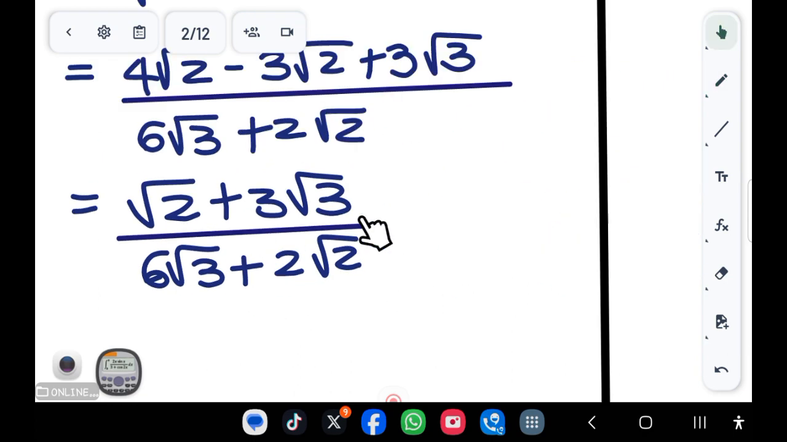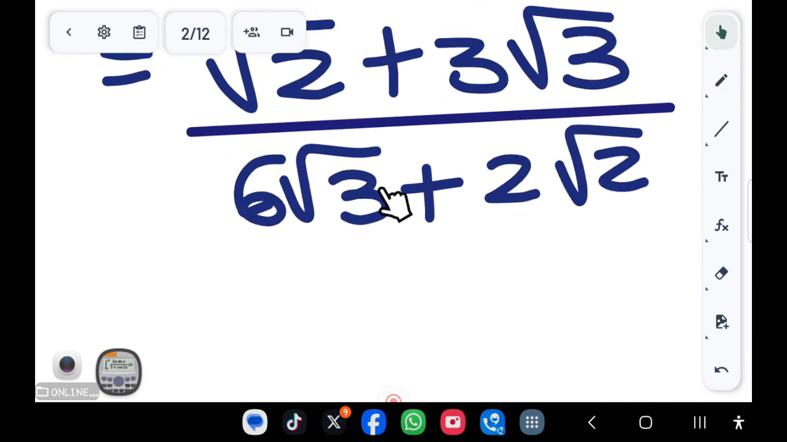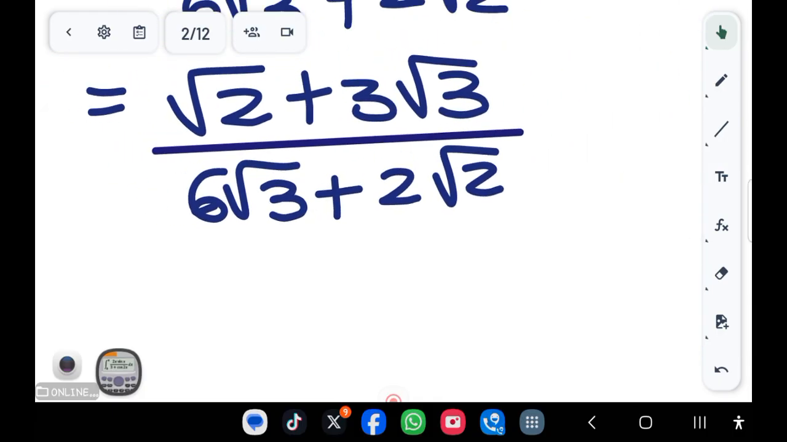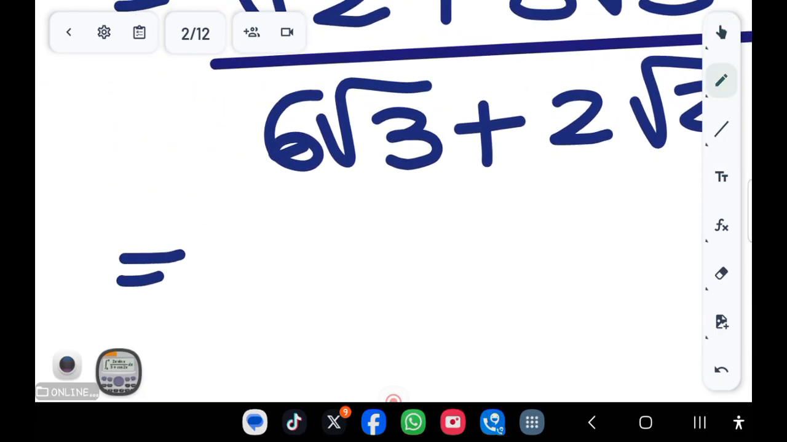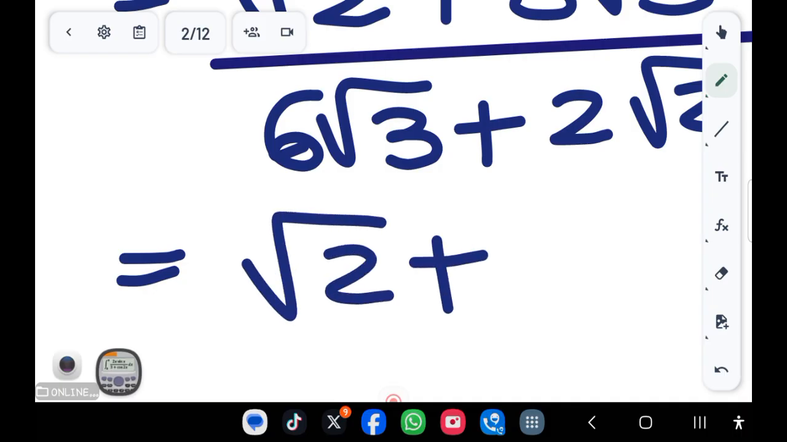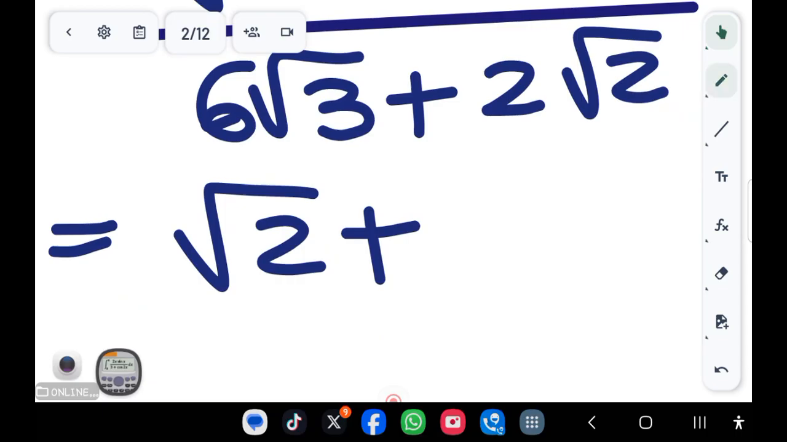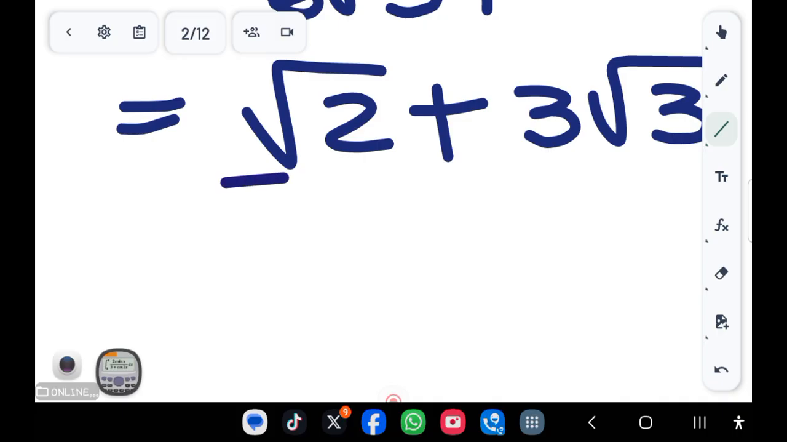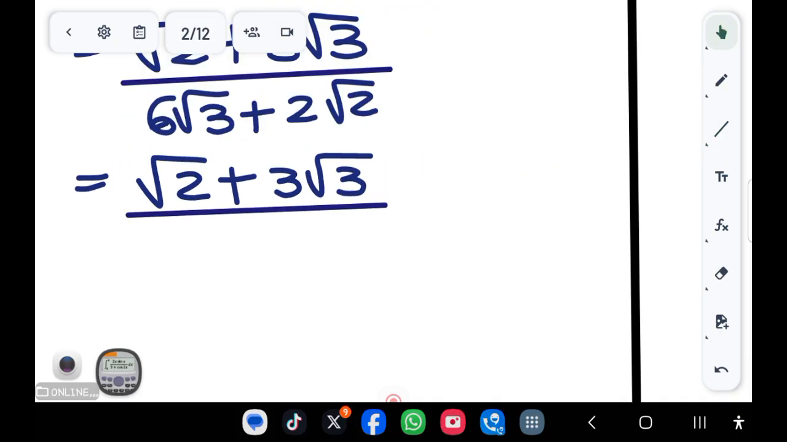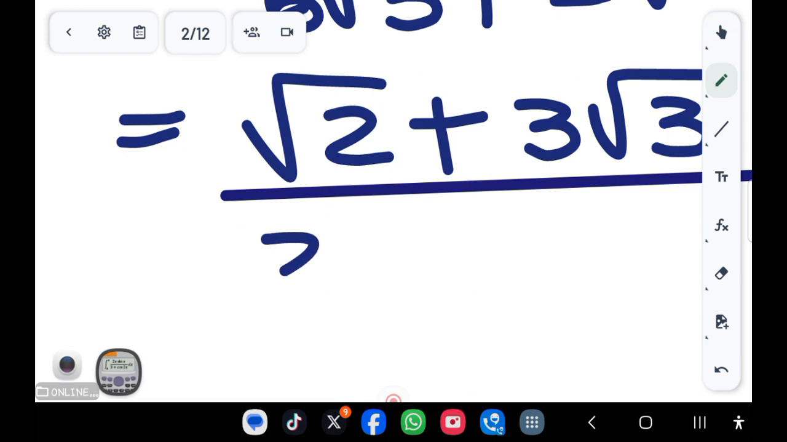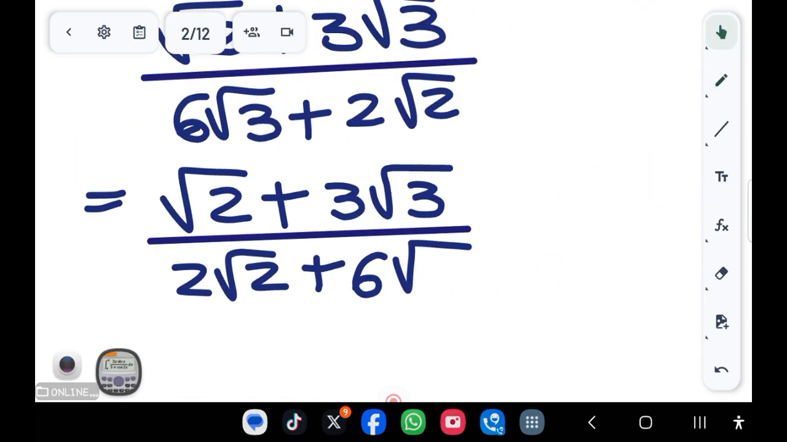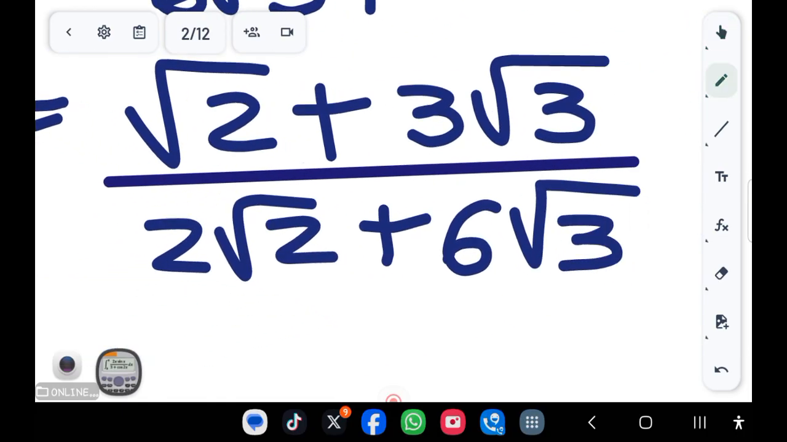Alright, now what you do is rearrange this. We can rearrange this. We may start with 2 root 2, or you can rearrange the numerator. It's up to you. You can do that with numbers that are added together. You can rearrange them anyhow. So that is square root of 2 plus 3 root 3 all over 2 root 2 plus 6 root 3. I just wanted to see exactly what's happening here so you can see for yourself.